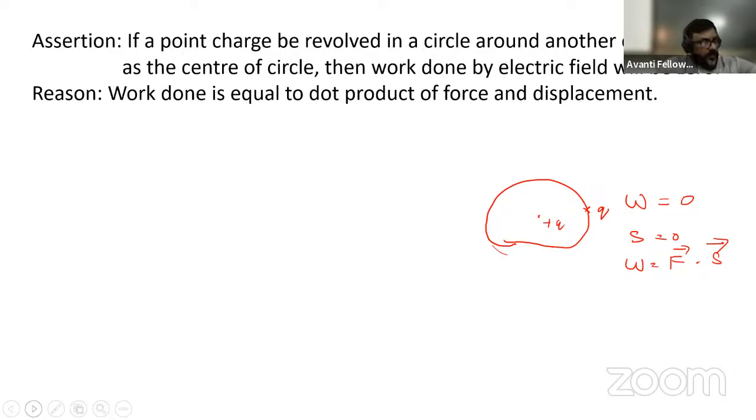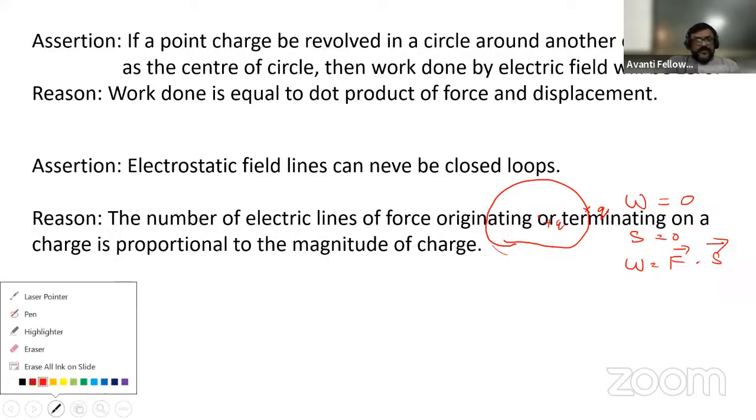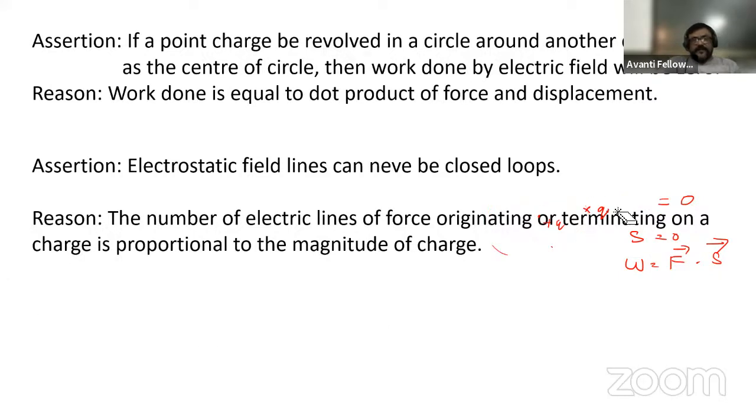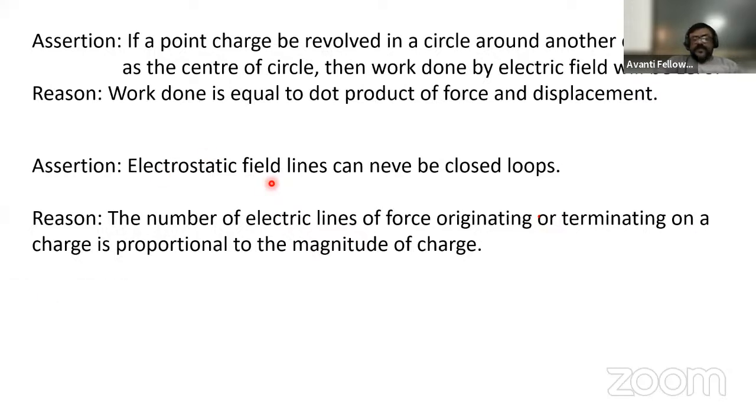Okay. Now we will move to the next question. Electrostatic field lines can never be closed loops. Reason? What do you say about this one? Assertion? Is it possible? It is not possible. That is one of the most important properties of our electric field lines. Electric field lines can never be closed loops. So let us think of the reason.